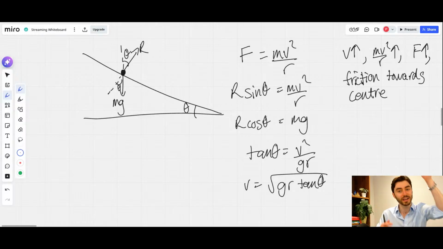And that's how you can kind of piece these things through logically, one step in front of the other. By the same reverse logic, if the speed were to decrease, this mv squared over r would decrease, the resultant force would decrease, and you would have friction acting up the slope to stop it slipping down.